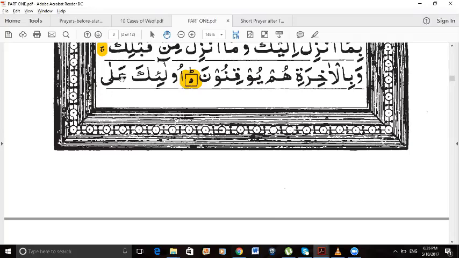Ulaika ala. Ulaika ala. Make this for 2 seconds and this one for around 3 to 5 seconds, so around 4 seconds, let's say. Ulaika ala.